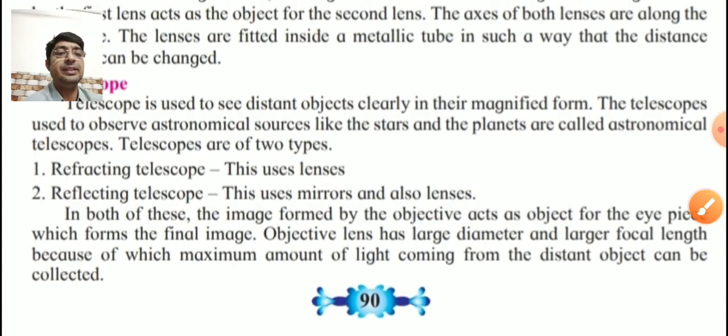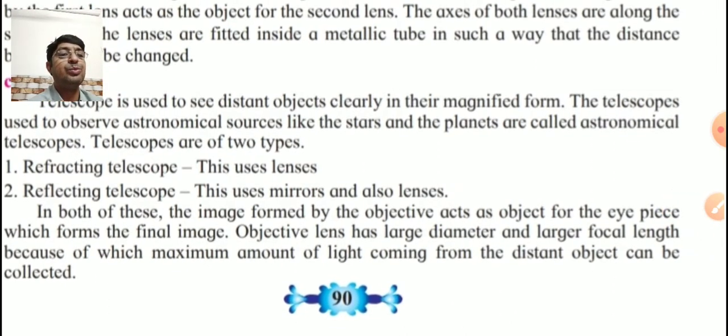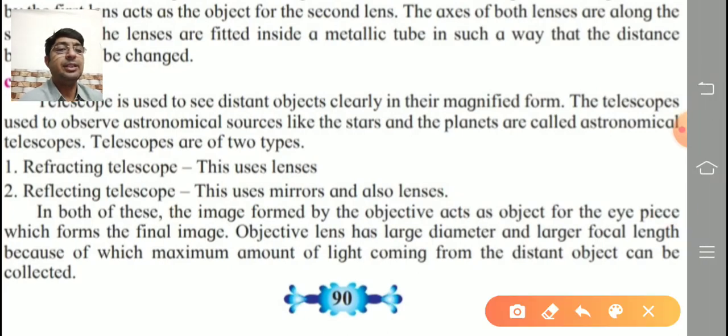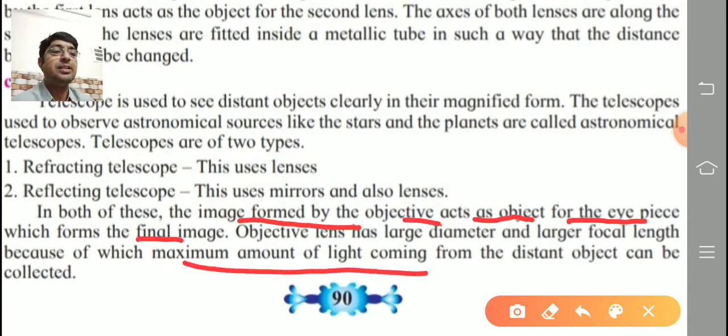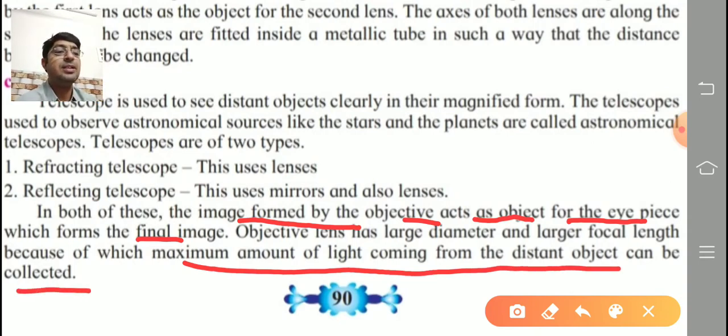In both of these, the image formed by the objective acts as an object for the eyepiece, which forms the final image. The objective lens has a large diameter and a larger focal length, because of which the maximum amount of light coming from the distant object can be collected. For that purpose, the objective is bigger in size.